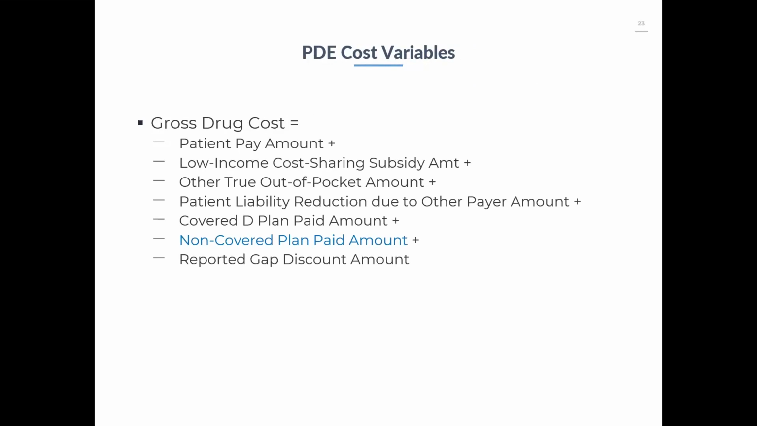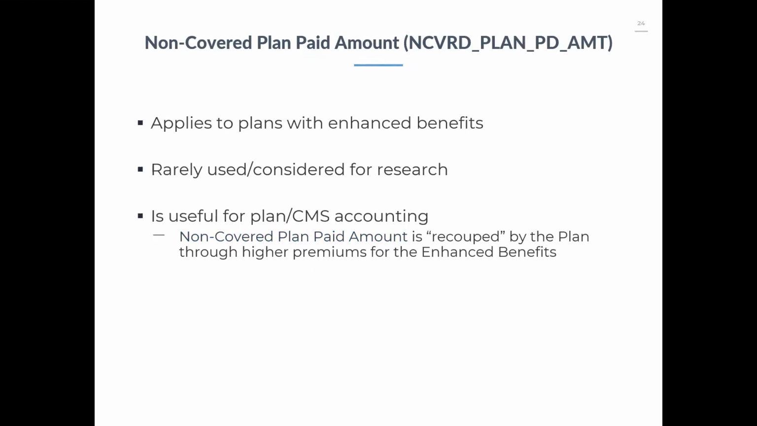The next component that goes into the total gross drug cost is the non-covered plan paid amount. This applies to plans with enhanced benefits, so it's going above and beyond the minimum Part D required benefits. This amount is rarely used or considered for research, but it's tracked because it's useful for CMS accounting and planning. These enhanced benefits are usually going to be recouped by the plan through higher premiums.